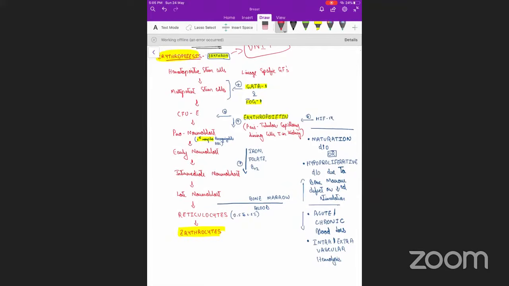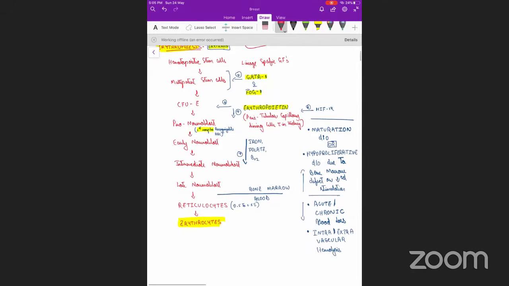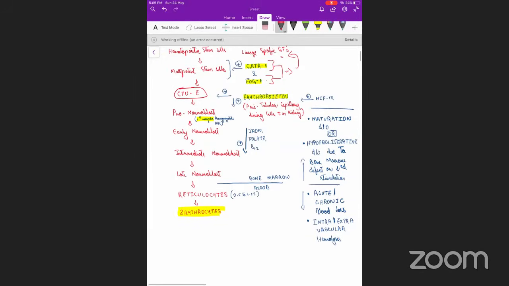As we all know, first there are hematopoietic stem cells, which form multipotent stem cells. What is important is lineage specific growth factors. For the RBC to form, we need these two growth factors, GATA1 and FOG1. FOG is nothing but friend of GATA. So these two are very important lineage specific growth factors. This will help in stimulation of colony forming unit erythrocyte, CFU-E. After this point onwards, it is erythropoietin which gives stimulus. Erythropoietin gives the further stimulus for production of RBC.